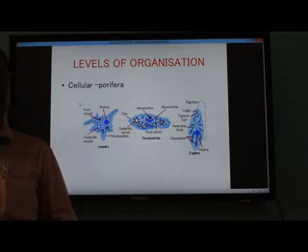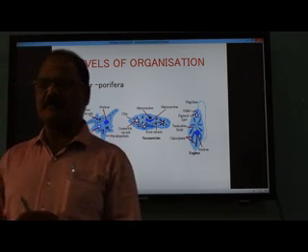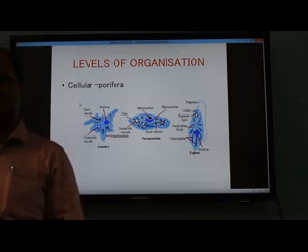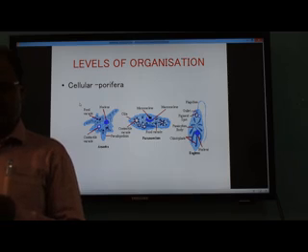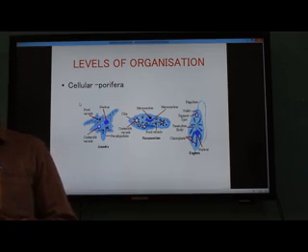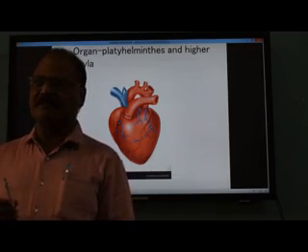Now the first one, the cellular level of organization, means a single cell performs all the functions, as in unicellular organisms. Okay, these organisms come under the Porifera. The next one, the organ level of organization.